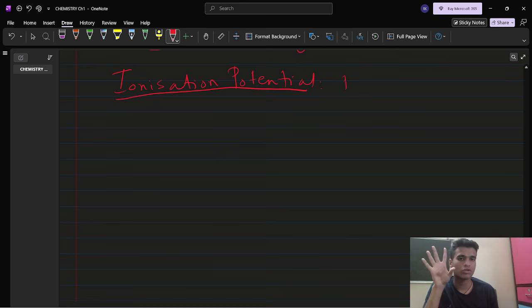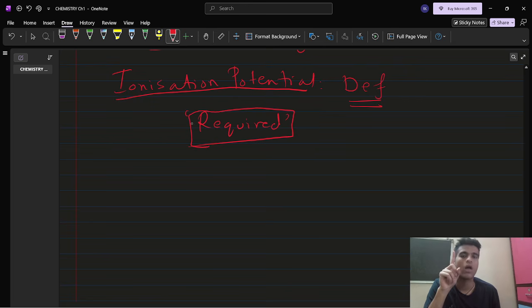Now, first thing which you need to do is the definition. Though I'm not writing, I'm writing just one word which you need to memorize is this: required. Ionization potential is the energy required to remove a loosely bounded electron from the outermost shell of an isolated gaseous atom. Required. Now you will come to know why I'm putting so much emphasis on this in a while. But इसका definition याद रखो.